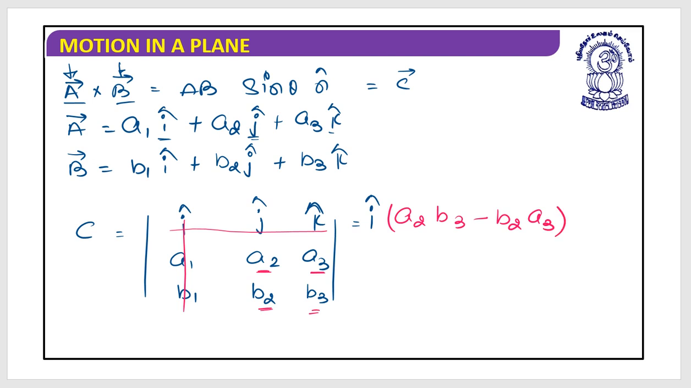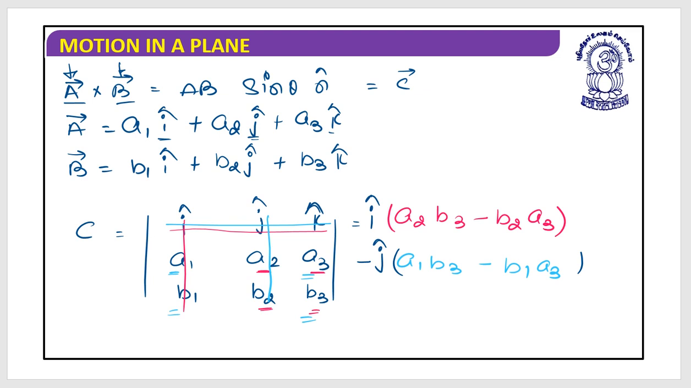Is it clear? Next would be the minus of j cap. Yes, it comes with the minus. Now what you need to do is forget this and this. So whatever the left terms are, it's a1, b1, a3, b3. So it would be a1 into b3 minus b1 into a3. Yes, this is the second term.